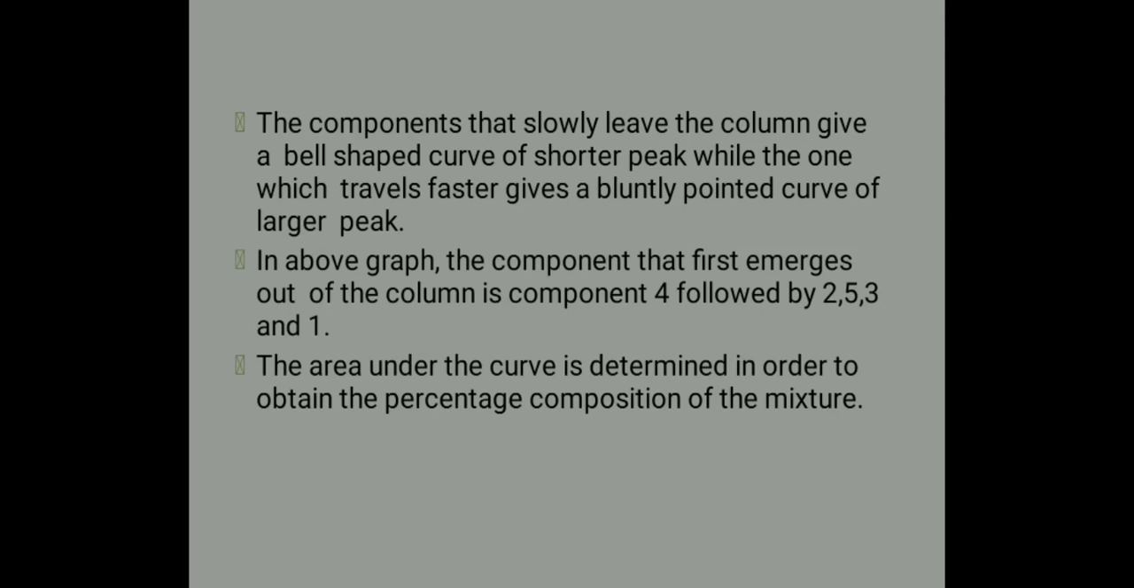The component that slowly leaves the column gives a bell-shaped curve of shorter peak, while the one which travels faster gives a sharply pointed curve of large peak. In the above graph, the component that first emerges out of the column is component 4, followed by 2, 5, 3 and 1. The area under the curve is determined in order to obtain the percentage composition of the mixture.